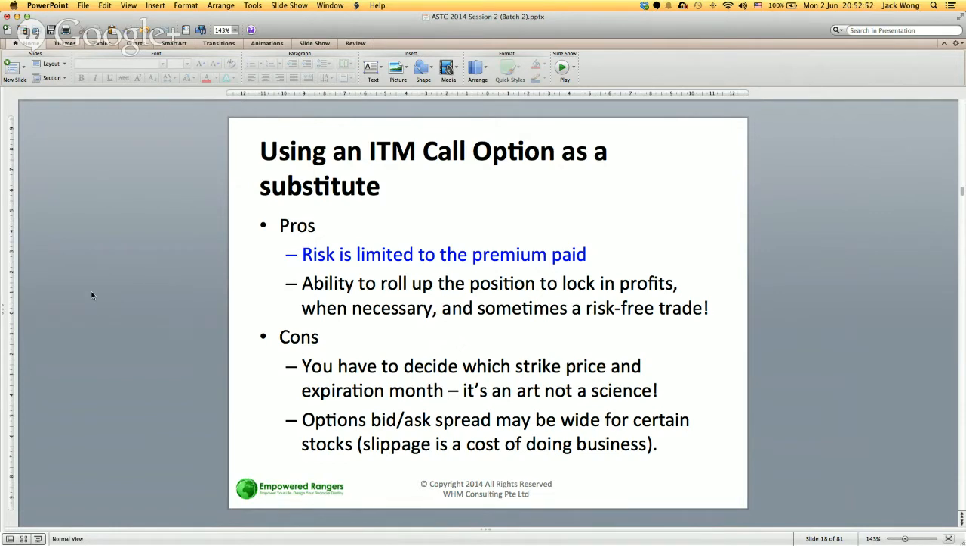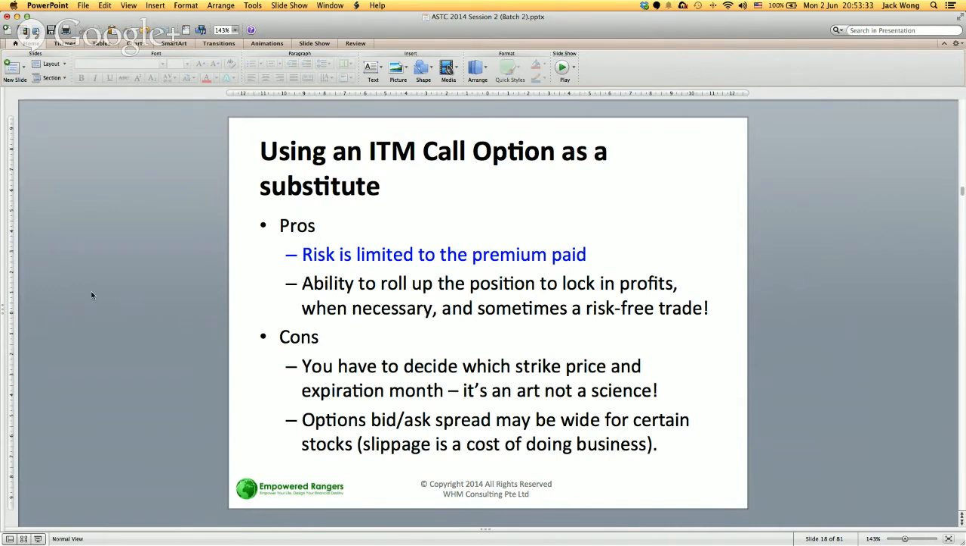Okay, so option bid and ask can be wide because we use in the money option. Because most options traders would buy at the money or out of the money options. Because of that, the demand for in the money options will be low, and that also means the slippage can be wider. Slippage is actually a cost of doing business, so we do want to minimize the slippage. The good thing is we are looking at IBD 50 stocks, so to a large extent, there will always be some demand for the options for these IBD 50 stocks. So the slippage is not a very big deal based on my experience.